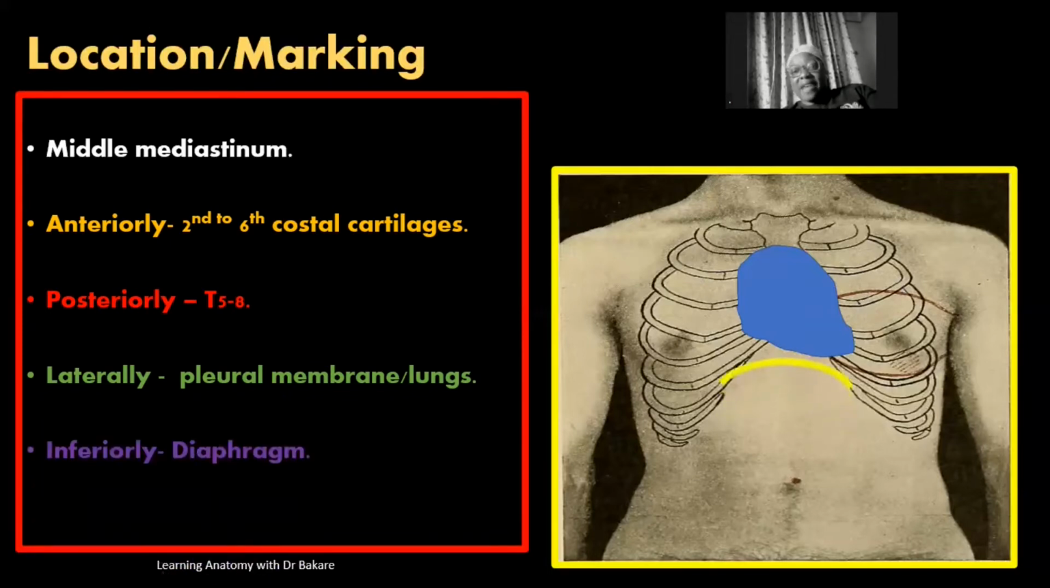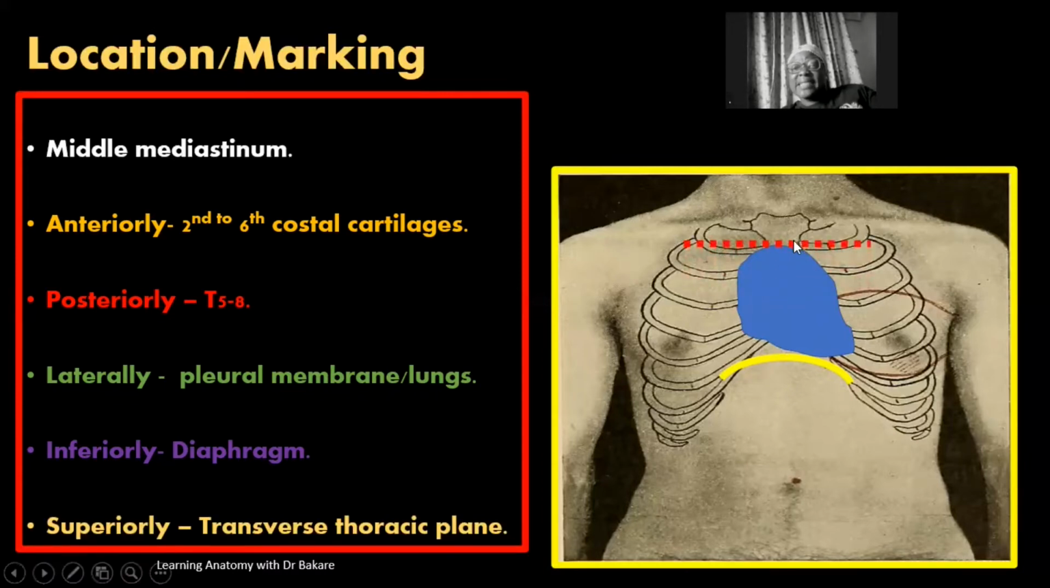Inferiorly, we have the diaphragm, and this is the diaphragm highlighted in yellow. The diaphragm is like a demarcation between the thoracic cavity and the abdominal cavity. And we know that the heart rests on the diaphragm. So also the pericardium will be related inferiorly to the diaphragm. Superiorly, we have the transverse thoracic plane, and this is the transverse thoracic plane highlighted in red. This is the plane that separates the superior mediastinum from the inferior mediastinum. You can see how these structures are related to the pericardium.